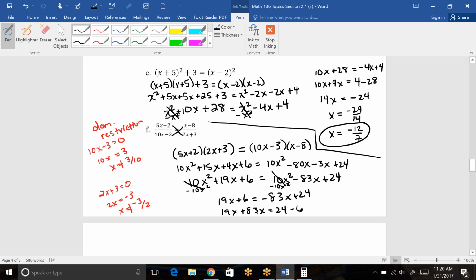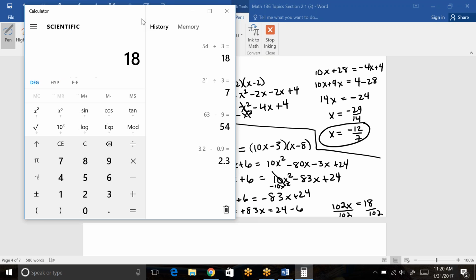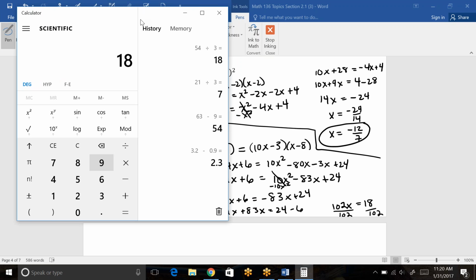So this would be, let's see, that's going to be pretty large. 12, carry the 1, 90, no, 102x on the left, and 24 minus 6 is 18. So then when we divide by 102, since that's the one that is connected to x, always make sure you divide by the one that's connected to x. Let me double check my math on that because I'm doing that in my head.